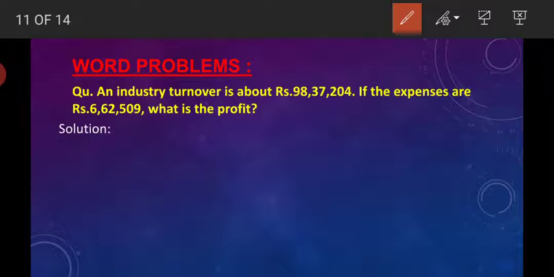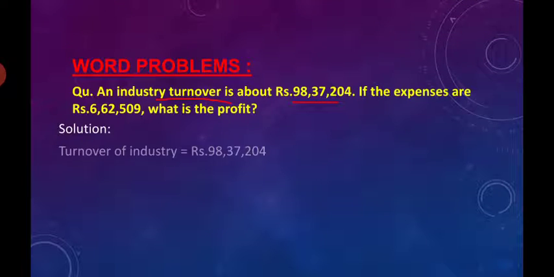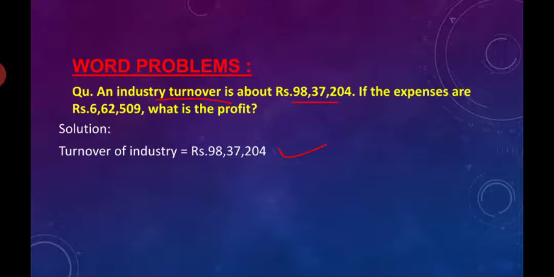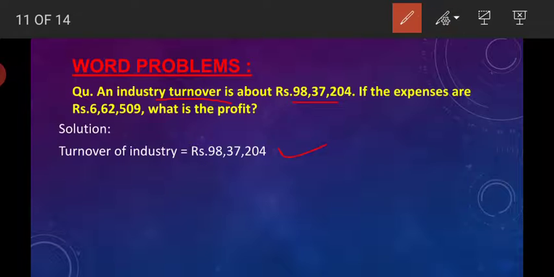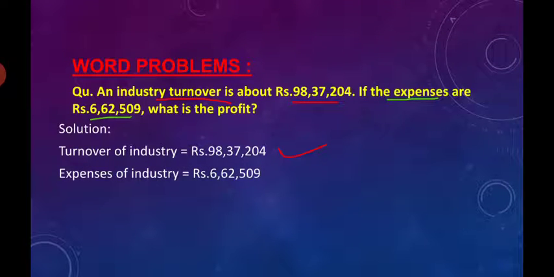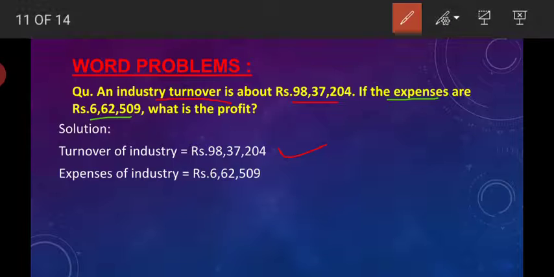We have given the turnover is this much, so write this one. So the turnover of the industry is 98,37,204. Second, what we have given? We have given the expense of industry, that is 6,62,509. So this is the expense of the industry I have written here.